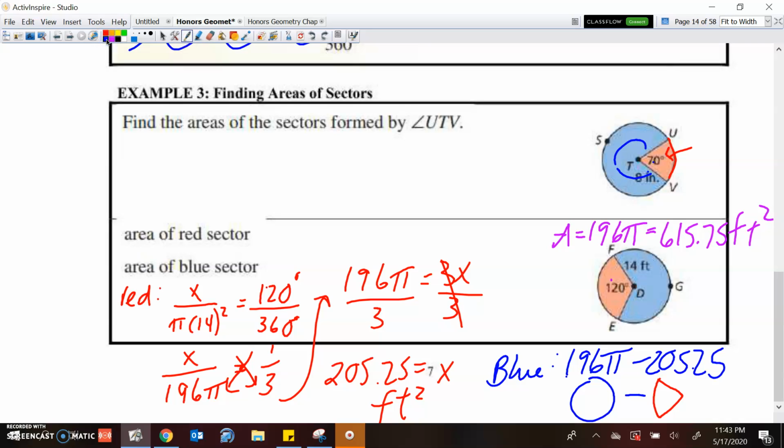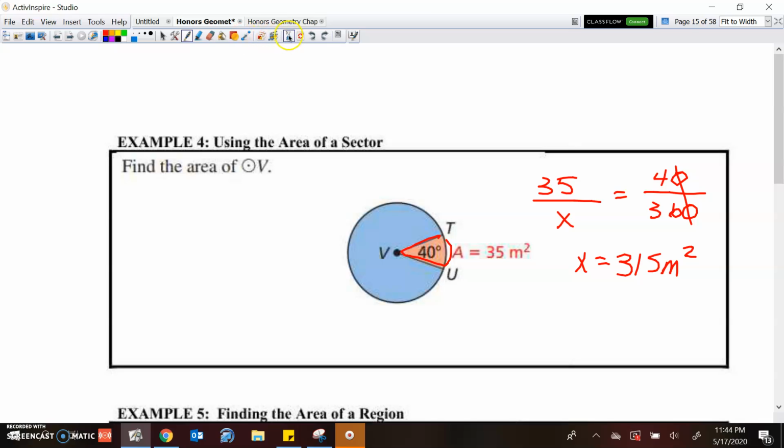Okay? So if I subtract those, 196 pi minus 205.25, I'm going to get 410.5 feet squared. And again, I also could have just done 196 pi multiplied by 2/3, and I would have gotten the exact same answer. So there's a lot of avenues to go about this problem, but there you have it. Okay, so that's finding areas of sectors, applying our use of area of a circle.